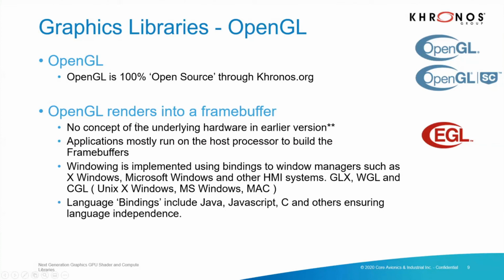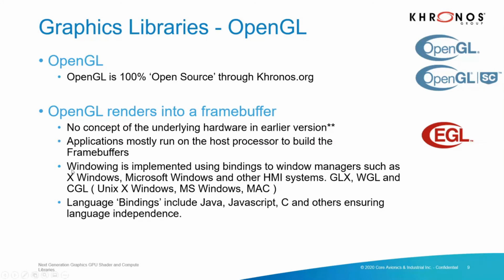So OpenGL renders into a frame buffer, but it doesn't have any concept of the display hardware, keyboards, mice, and so on. It only knows about rendering into a memory buffer called a frame buffer. So applications mostly run on the host processor to build a frame buffer in host memory, and then it's downloaded to the GPU memory later during the process.